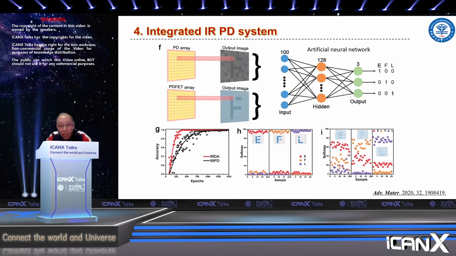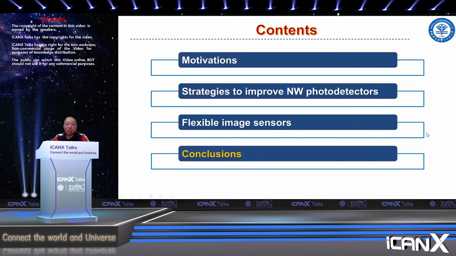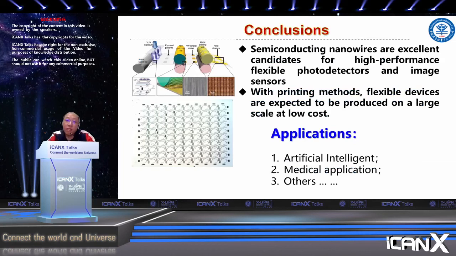That means our systems are more efficient and can get a more correct result compared with conventional photo detector systems. Yeah, that's the main part of my talk. And to conclude my talk, I will just say that from our result, we found that the semiconductor nanowires are very excellent candidates for high performance photo detectors and for image sensor applications.